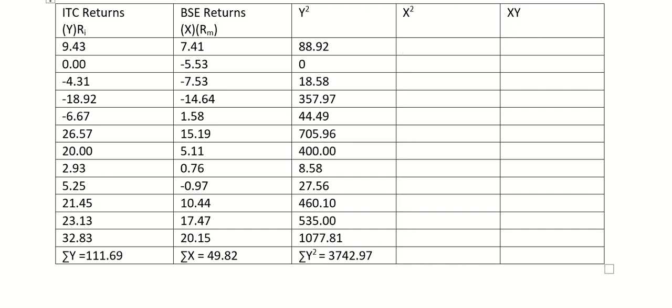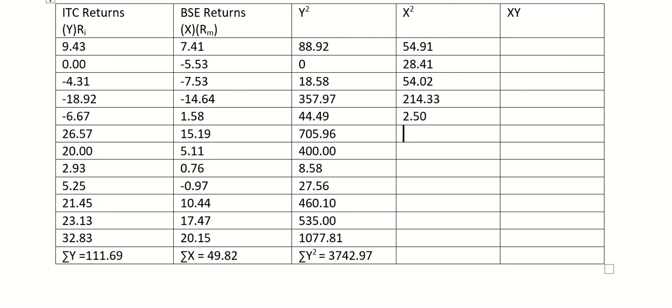So x square is 54.91, 7.41. This, I'm doing the squaring of x variable. Okay. So here 7.41 into 7.41 is 54.91. Then minus 5.53 into minus 5.53 is 28.41. Then 54.02, 214.33, then 2.50.